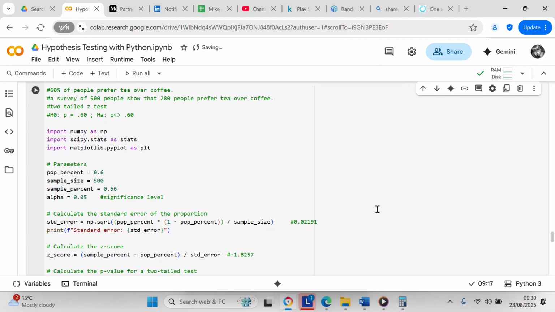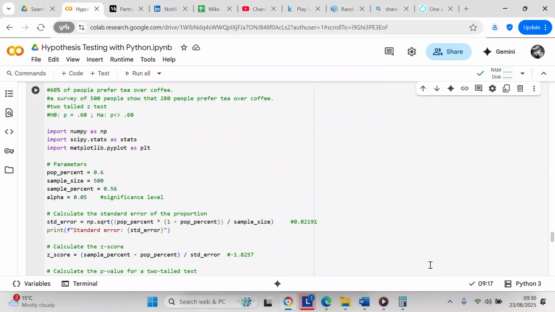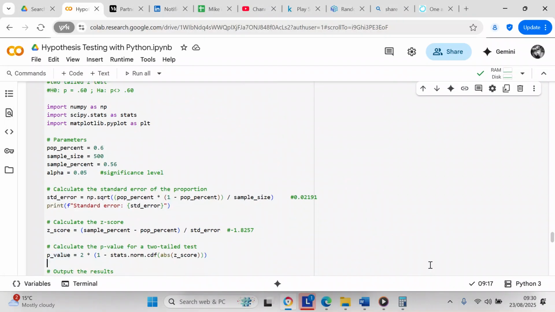And then after we have calculated the standard error, we're going to calculate our z-score. So z-score equals sample percent minus population percent. That's going to give you a value of -0.04 divided by standard error. And then you're going to come up with a figure of -1.8257, and you can see I've got the 1.8257 on my calculator because I calculated it.